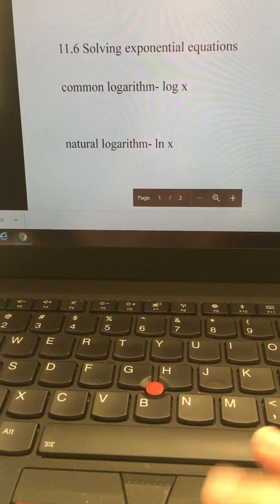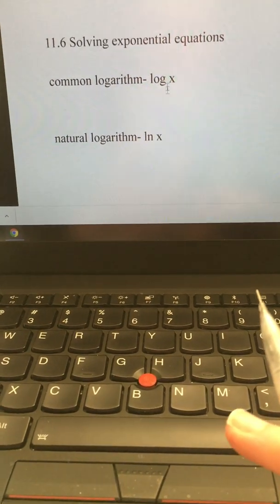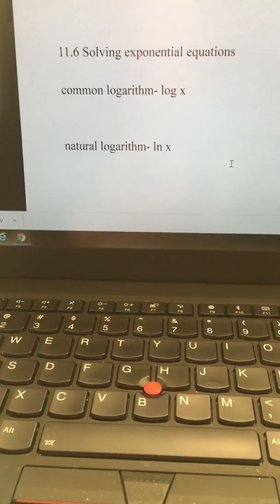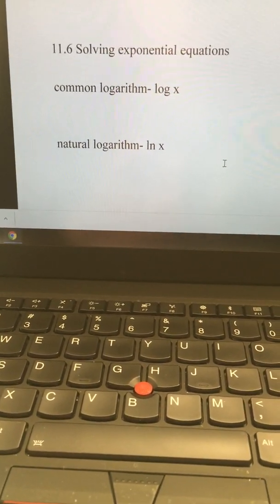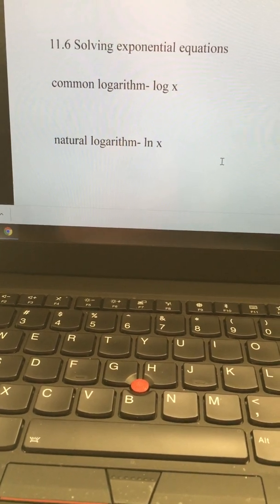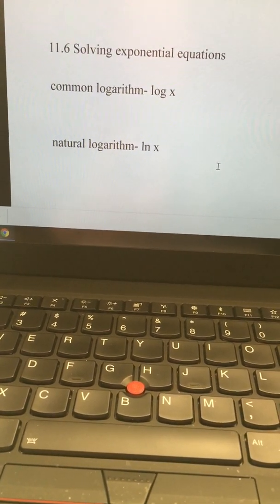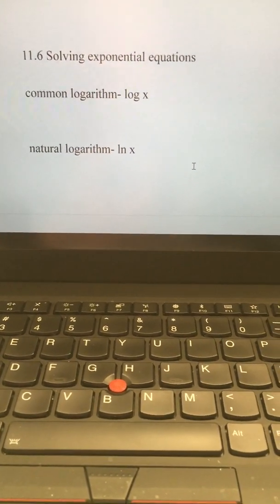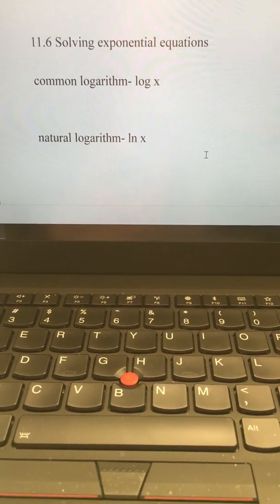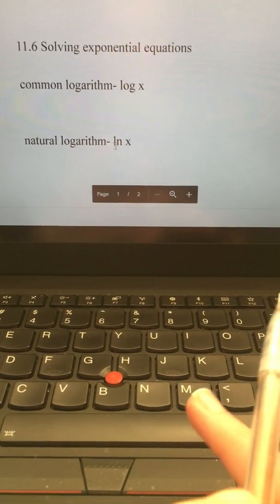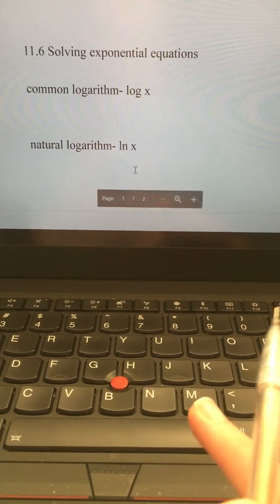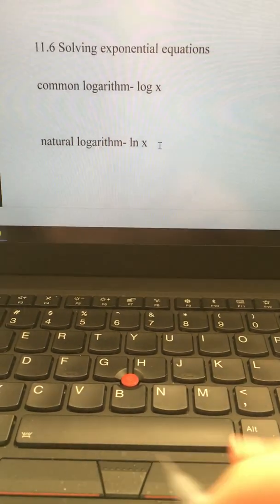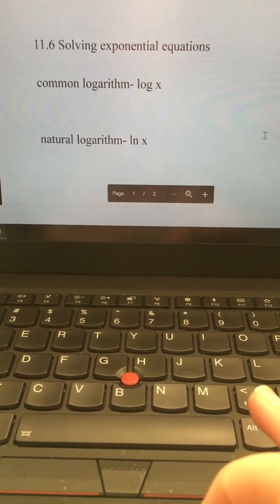Reminder on our first slide that the common log has base 10 and that the natural log has base e, which is approximately 2.71. In 11.5, they talk more about natural logs. Natural logs are used, and it says in the book that it's the most important log used in applications. So in all your application problems, you'll typically see an ln instead of log. So common log is base 10, natural log is base e, but e is a number. Even though we're writing a letter, it is a number.